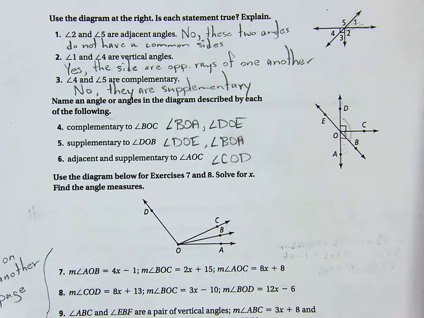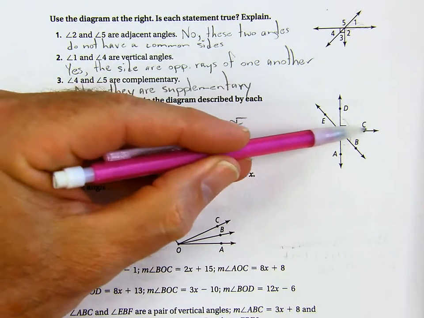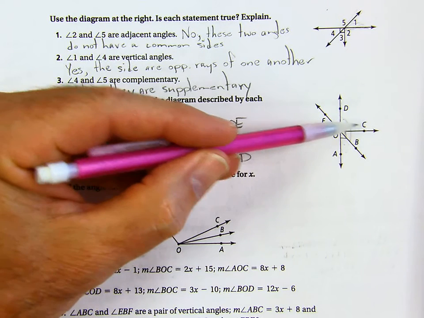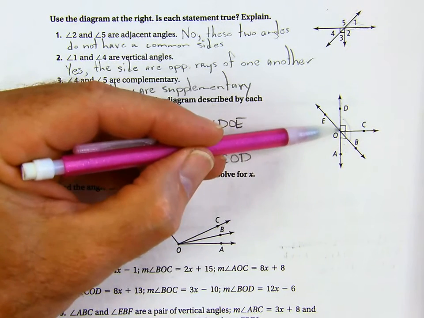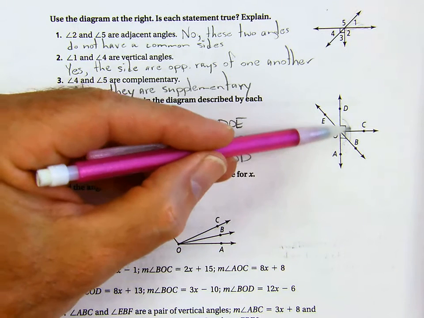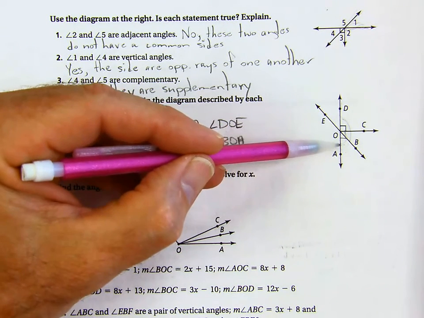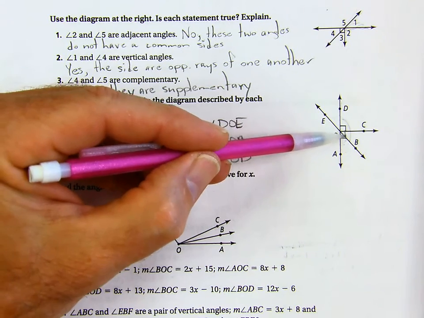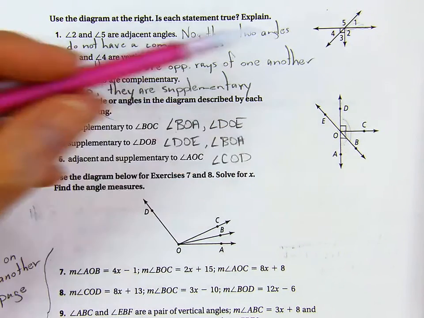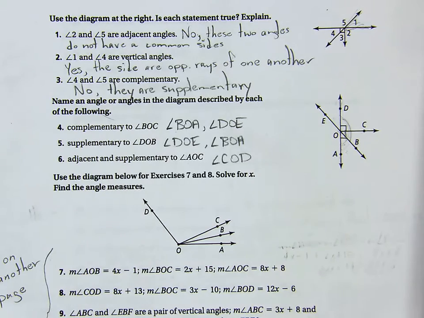Next, number 6 says adjacent and supplementary to AOC. Well, AOC is this angle. Adjacent and supplementary would be COD, because together they make up that straight angle. Remember, that's a right angle, and if together they make up a straight angle, they're supplementary, then this would be a right angle as well. So we also know that COA is a right angle, so its supplement would have to be a right angle. 90 plus 90 equals 180.